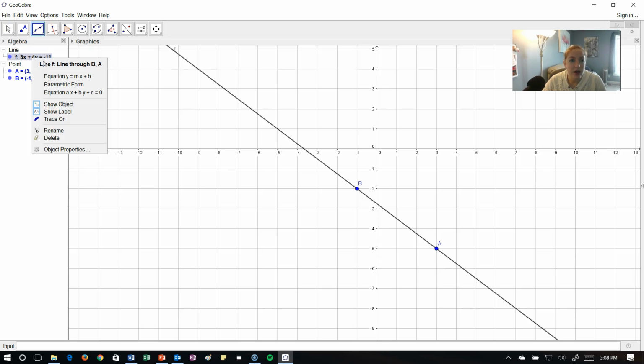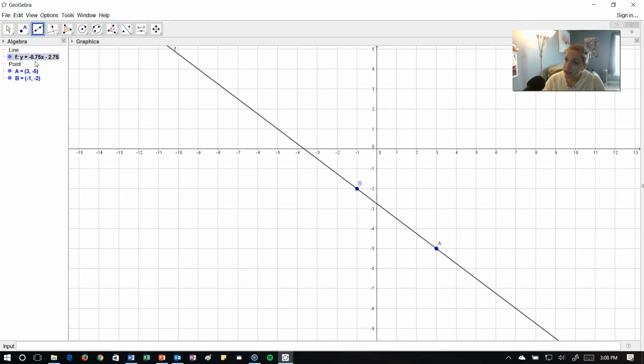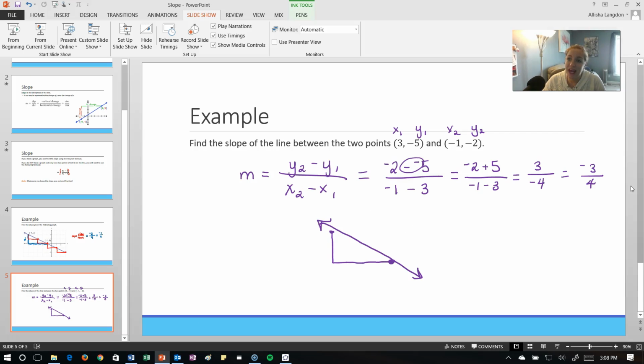And if we right click on it, we can change the format to the slope-intercept form, y equals mx plus b. If we click on that, notice it changes to y equals -0.75x minus 2.75. That number in front of x is going to indicate your slope. -0.75 is the same thing as -3/4. They just changed it into a decimal. But that is how you could check your slope.